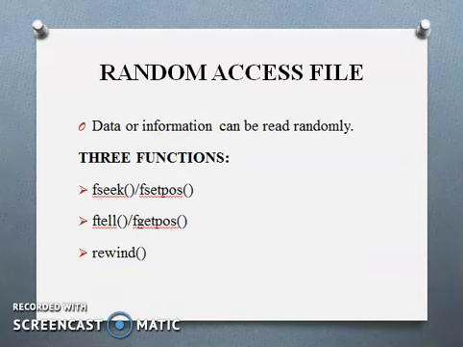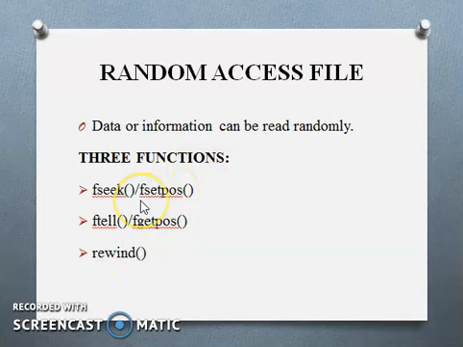Second one is random access file. It means data or information can be read randomly. In the sense, if you want to read the last record of the file, it reads directly. Next, here the position of the file pointer plays a very important role. There are three functions to change the position of the file pointer.